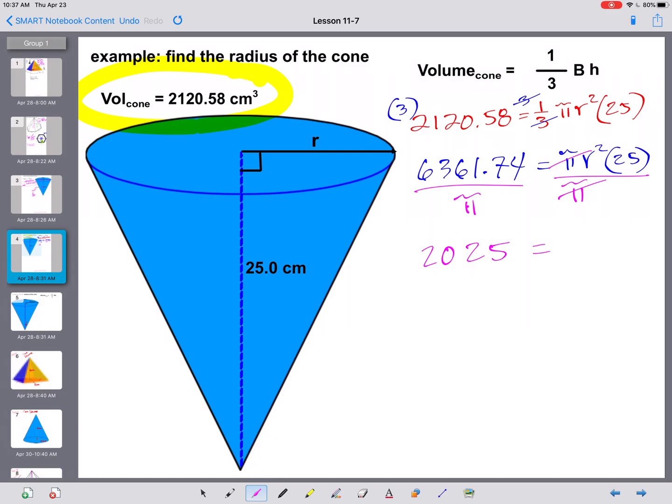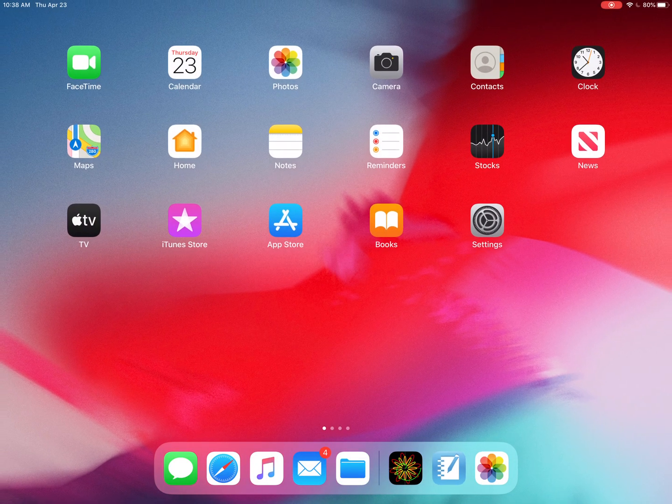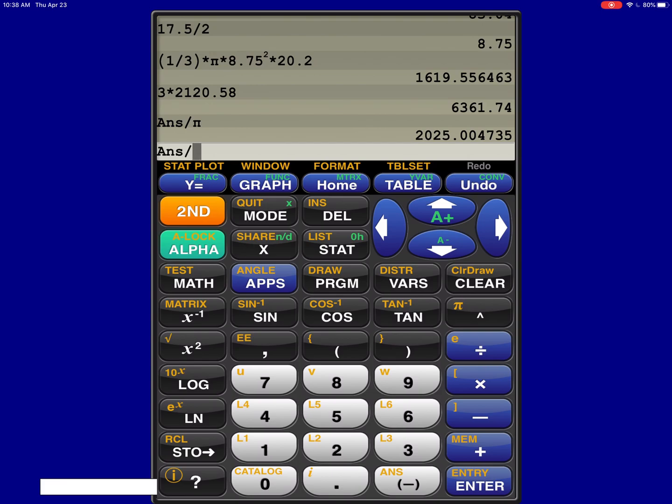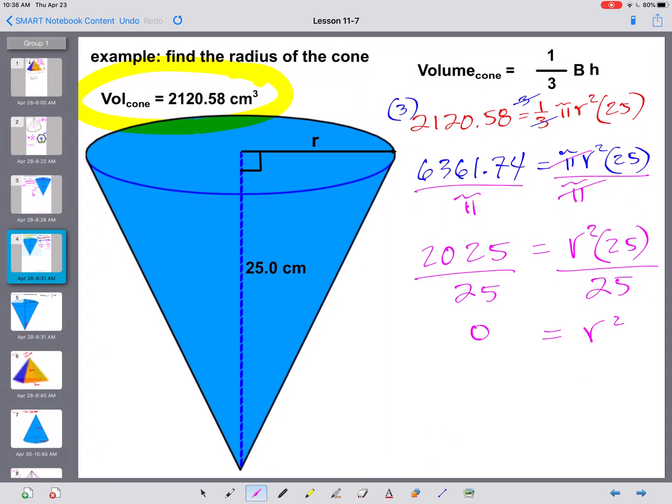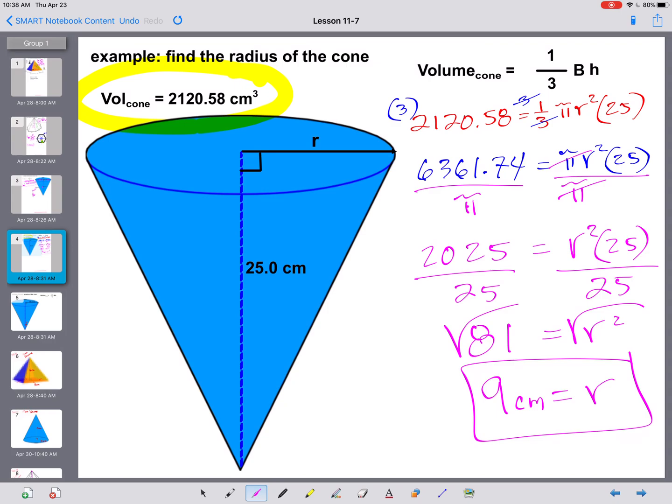Here's what we got. Okay. What's next? Yeah. Divide by 25. Okay. We get r squared. Take that number. Divide by 25. Yeah. 81 right on the nose. Nice. Root 81, so 9 equals the radius. 9 what? Yeah, it's just a length. It's going to be centimeters. Nice.